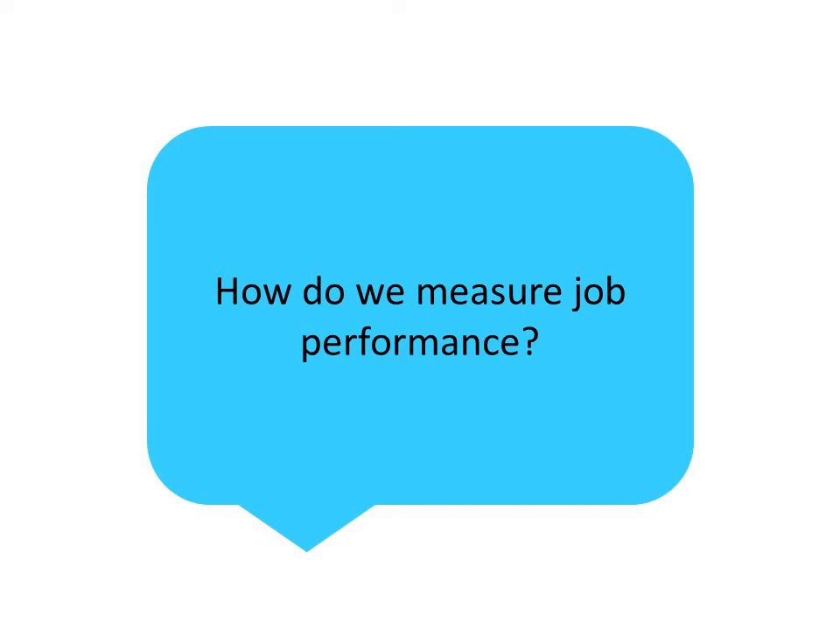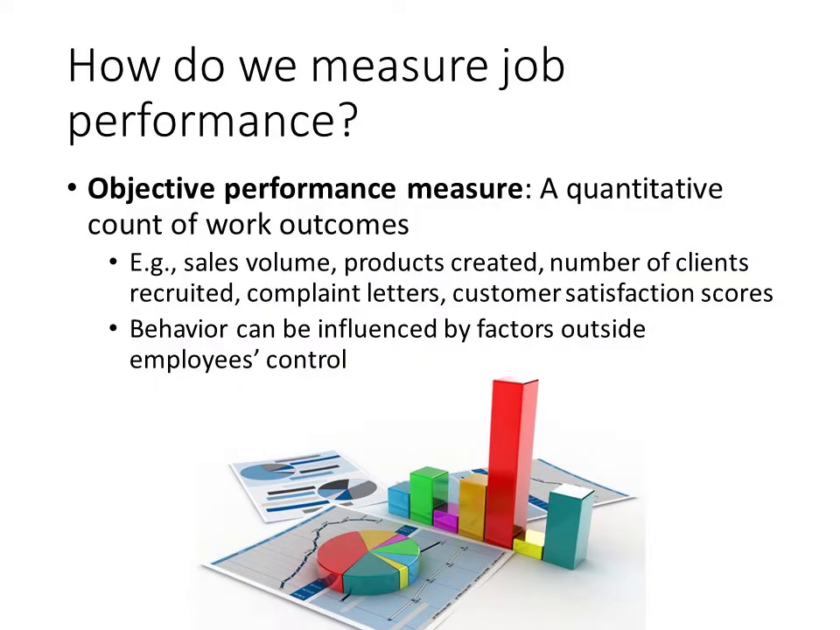In part 3 of this week's lecture, we're going to take a quick look at how IO psychologists measure job performance. One option is to use objective performance measures, which are quantitative counts of work outcomes. For example, sales volume, number of products created, number of clients recruited, number of complaints filed, average customer satisfaction scores.